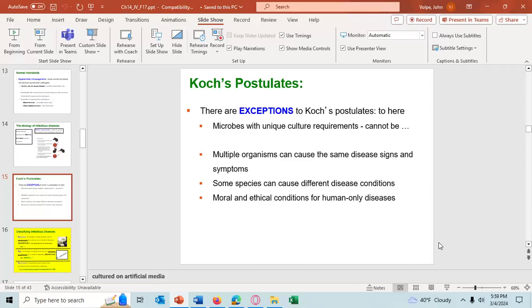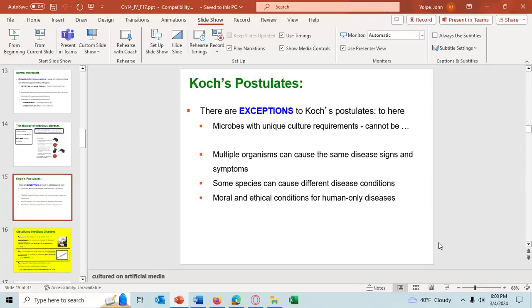What do you do if there's a disease which multiple organisms can cause, with the same disease signs and symptoms? For example, with the human cold, not only is there more than one species that can cause the human cold, but there's actually 3 families of viruses which can cause the human cold. So with these, you can't use Koch's postulate because there's more than one species that can cause the same disease signs and symptoms.